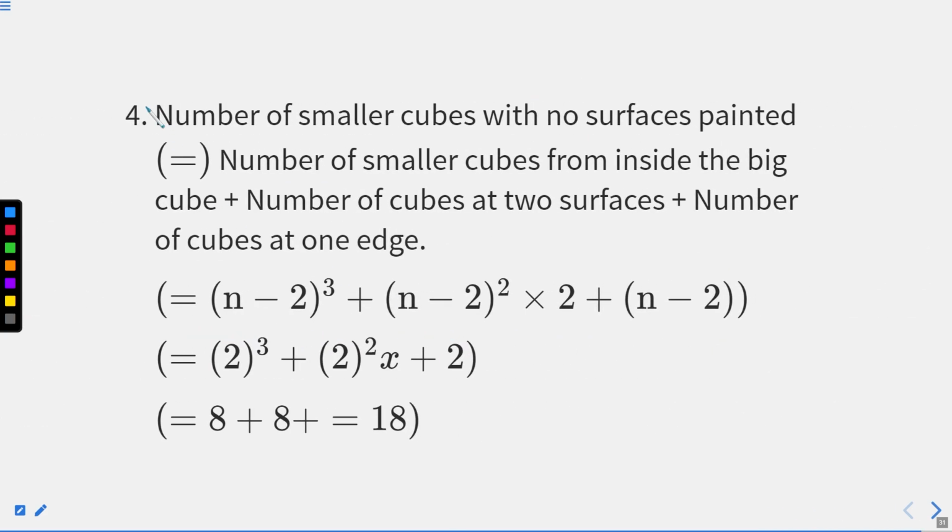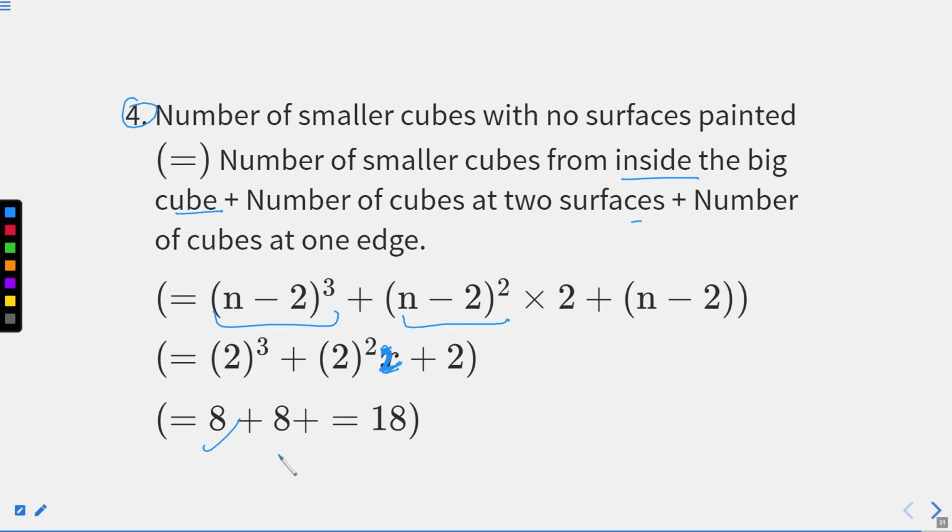Now the fourth and final part of this question, and of this chapter as well. The number of smaller cubes with no surface painted is the number of smaller cubes present from the sides of the bigger cube, the number of cubes at the 2 surfaces, and the number of cubes at one edge. The first will be calculated with this, that is 8 times (n minus 2) squared, multiplied by 2 will be this. This is 2, not x. Make this correction here as well.